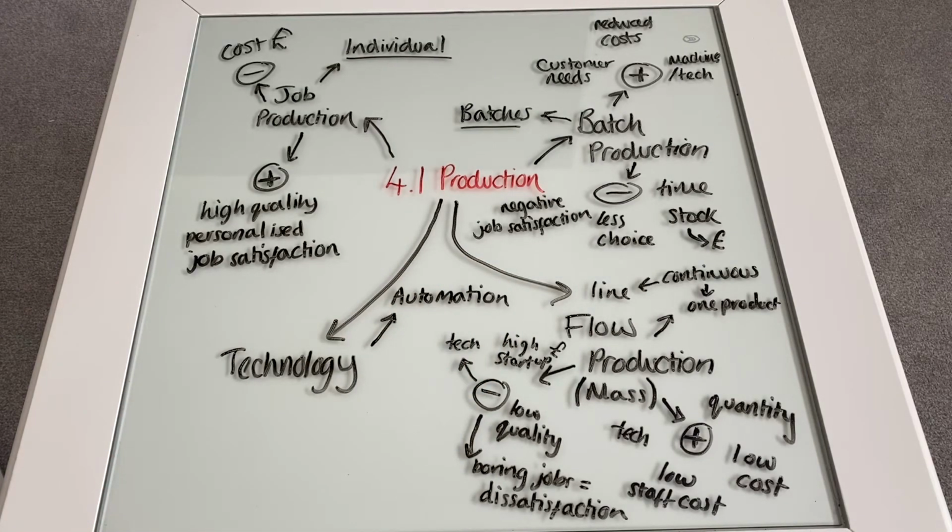Automation is the replacement of human labour with machinery. It's basically getting rid of a human job and having a machine do it instead. For example, in production, having machinery to put things together or make things rather than humans.